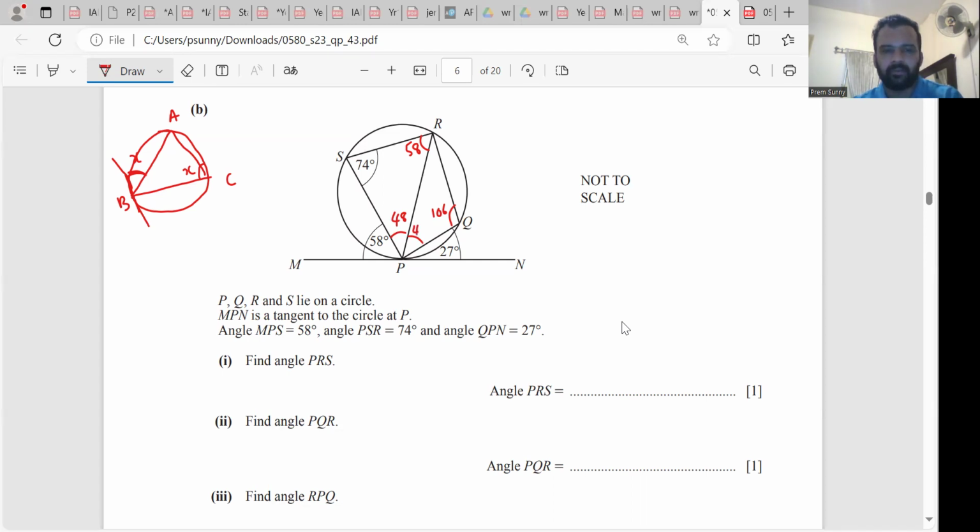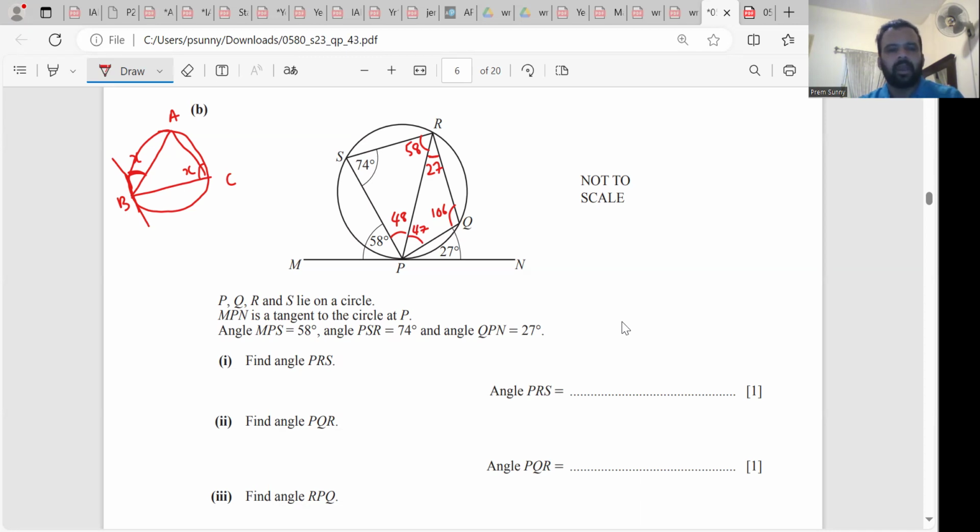The angle over here will be 47. And anything else remaining? Yeah, this angle I can find out. In a triangle, it should always add up to 180. So 106 plus 47 subtracted from 180 will give me 27. So this is also 27. Or we can use the alternate segment theorem. If this is 27, the angle over here will also be 27.